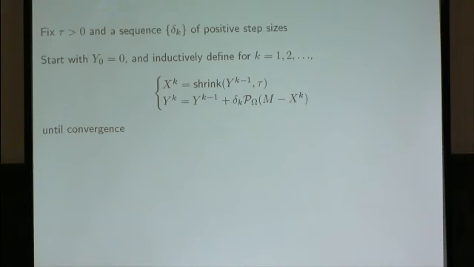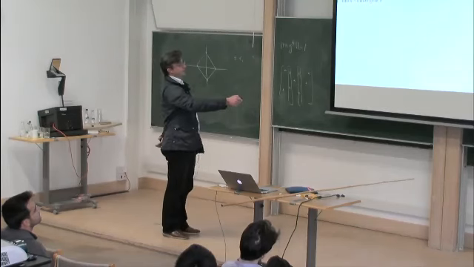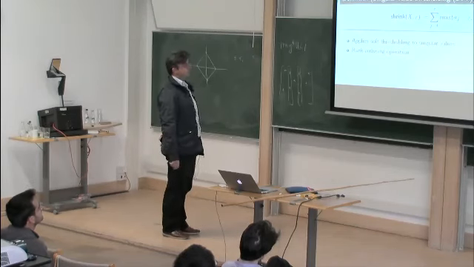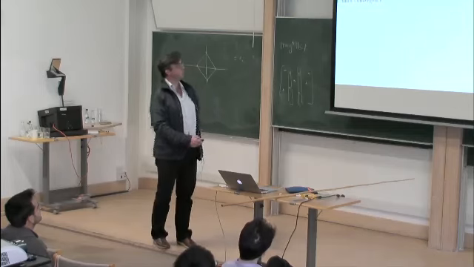Now the algorithm is very simple. You start with Y_0 equals 0. You fix a tau which is positive and a sequence of positive step sizes. You start with Y_0 equals 0 and you inductively define for k equals 1, 2, 3. You take Y_{k-1} and you apply this shrinkage operation where you threshold the singular values of Y.